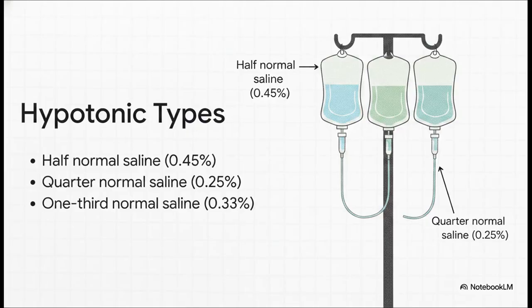So, what are we actually looking at in a clinical setting? Well, the common types of hypotonic fluids you're going to encounter on a medical chart include half-normal saline, which is 0.45%, quarter-normal saline at 0.25%, and one-third normal saline at 0.33%.